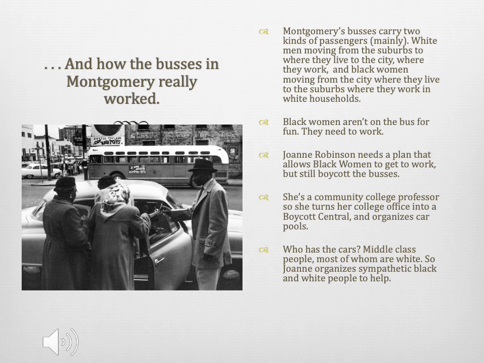White men who were moving from the suburbs where they lived into town where they worked, and black women who were moving from the city where they lived to the suburbs where they worked. The black women would go out in the morning, and the white men would go in, and then you would reverse that in the evening. So really two groups of people on the bus. Black women, white men.